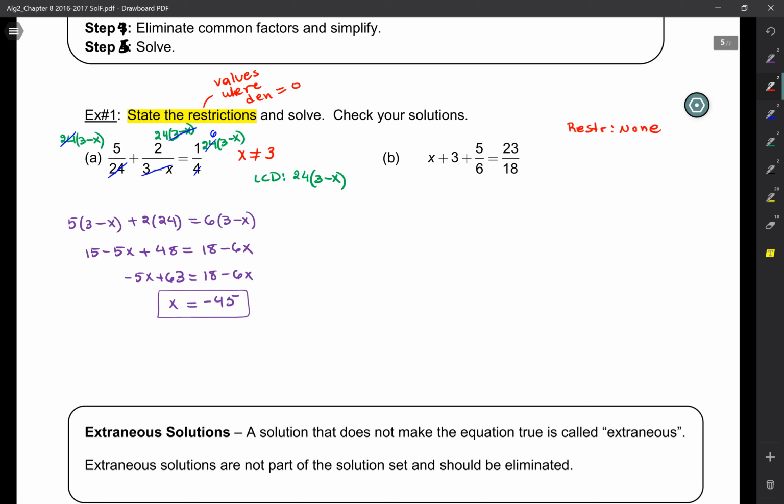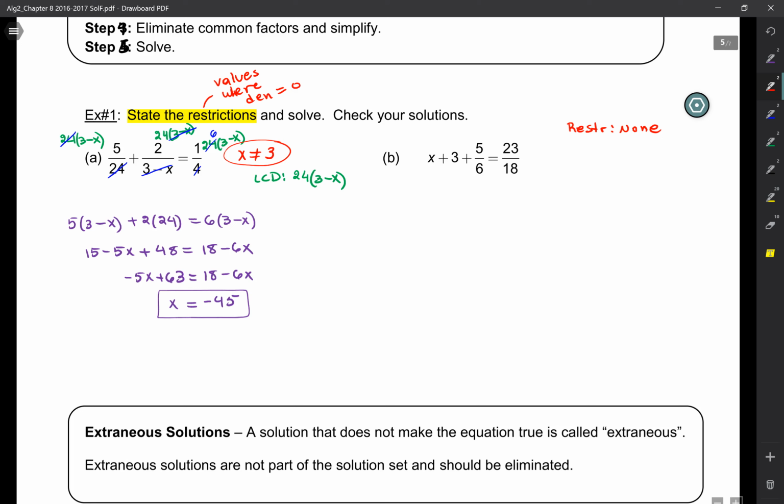What would make it a restriction? If x is 3. For this problem, B? Or A? For A, the red one is the restriction here. So the restriction is that x cannot equal 3. So any number is fair game except for x equals 3. And there are no restrictions in B, because there are no variables in the denominator.